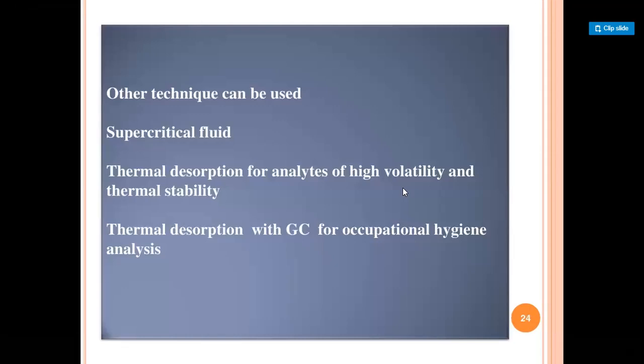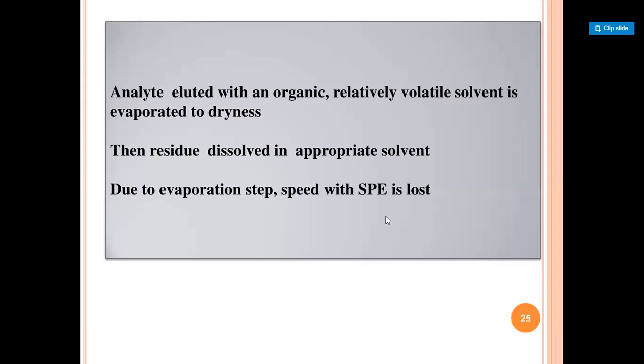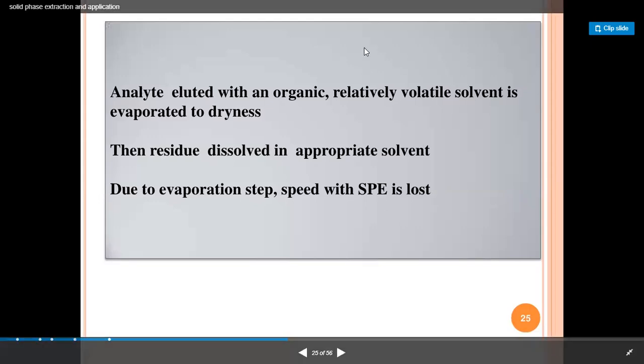The techniques that can be used are supercritical fluid, and thermal desorption for analytes of high volatility and thermal stability, and thermal desorption with GC for occupational hygiene analysis. The analyte eluted with an organic, relatively volatile solvent is evaporated to dryness, then the residue is dissolved in an appropriate solvent. Due to the evaporation step, the speed of SPE is lost.